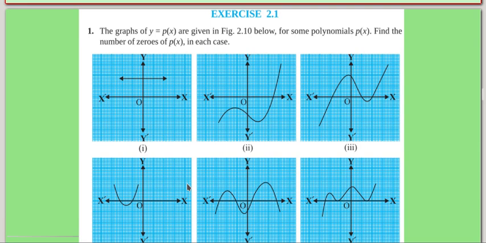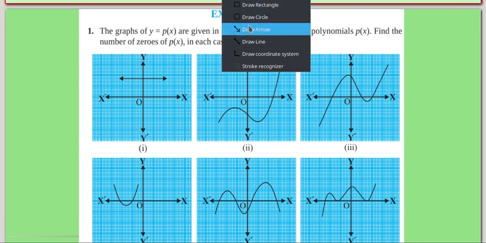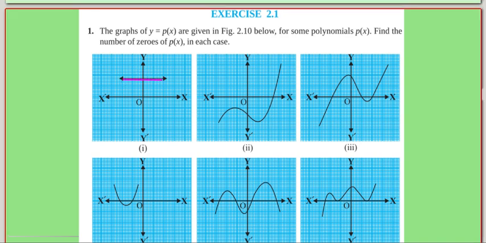In this exercise, we need to identify the number of zeros of the given polynomial. If we take the first graph, this is the x-axis, this is the y-axis, and this is our line. This line is just parallel to the x-axis. It is not meeting the x-axis anywhere, so it has no zeros. The number of zeros of this polynomial is 0.